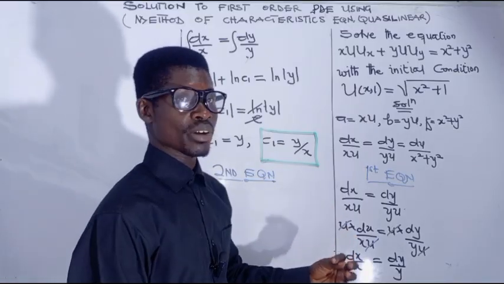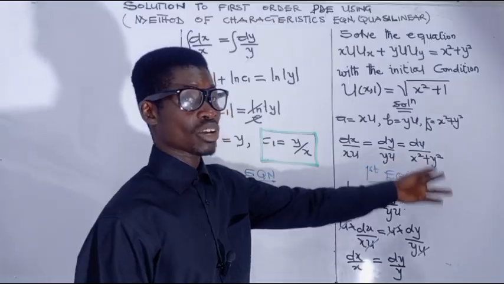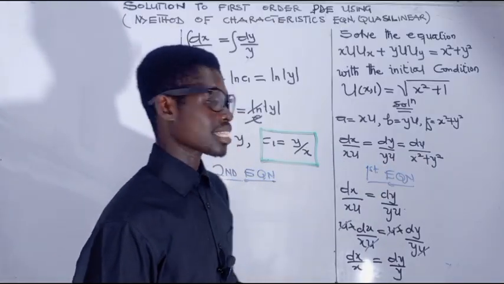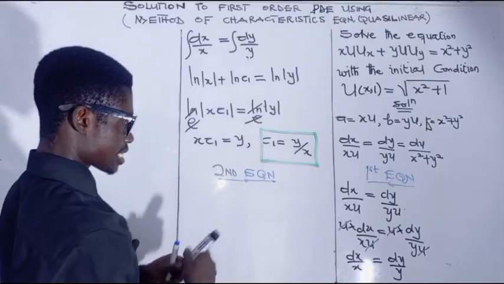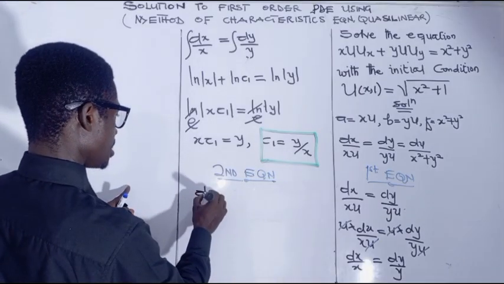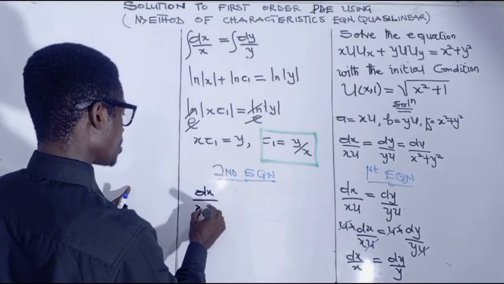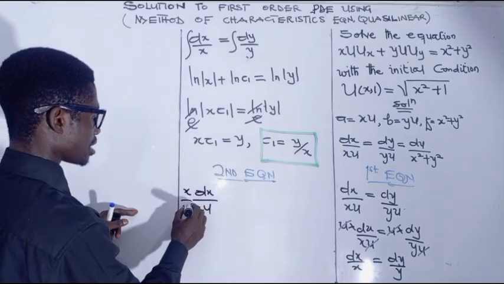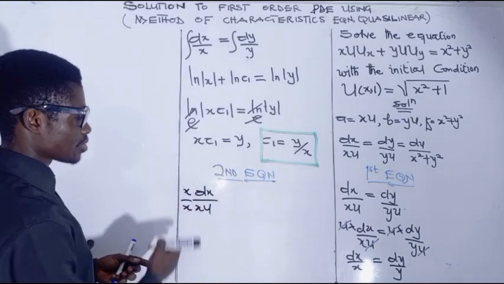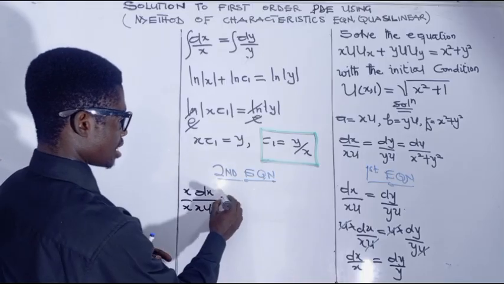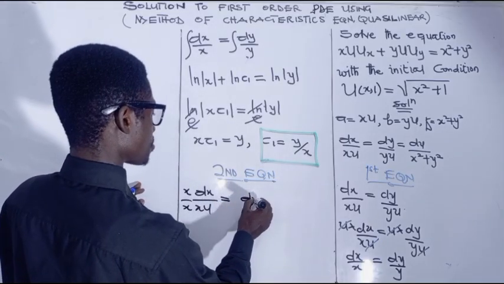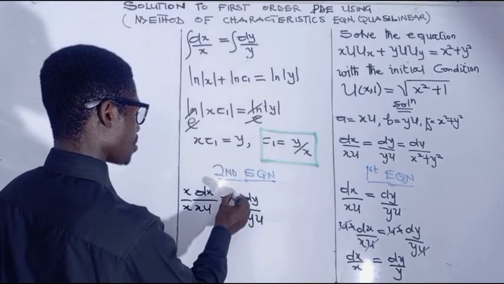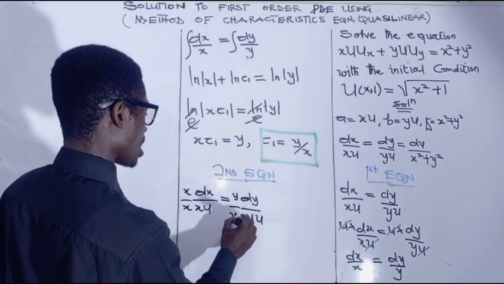So what we are going to do is multiply each fraction by a factor of 1. So x over xu, we can multiply it by x over x. This is a factor of 1 because x will cancel x, we have 1. And then with the y over yu, we are also going to multiply it by y over y.